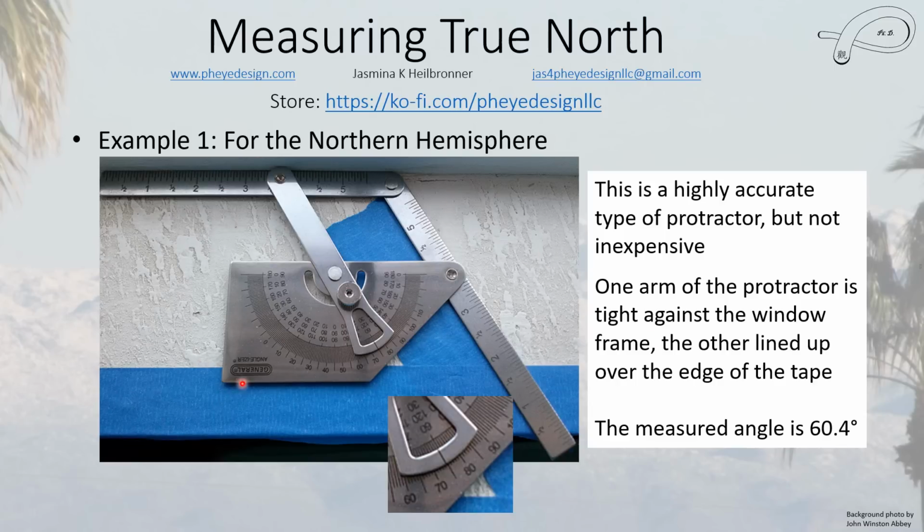Now, this is a very accurate and not cheap protractor, but it can get quite accurate. The photo is a little blurry, but you can read it with your own eyes in real life. It's not too bad. And it measures 60.4 degrees. And this is pushed up against the window frame. Now there is, of course, a little bit of caulk here, so it's above the caulk. So it's right against the window frame. And then this is along the edge of the tape. And you can't see it because it's right over the tape line. And that's how you measure it accurately.